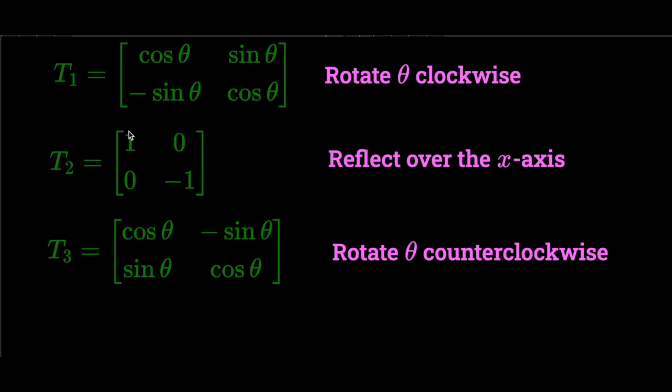You'll notice the first column is just (1, 0), since that point would not be moved after reflecting, but the point (0, 1) will now have an image of (0, -1). And last, we're very familiar with the rotate theta counterclockwise matrix, as we've seen before.